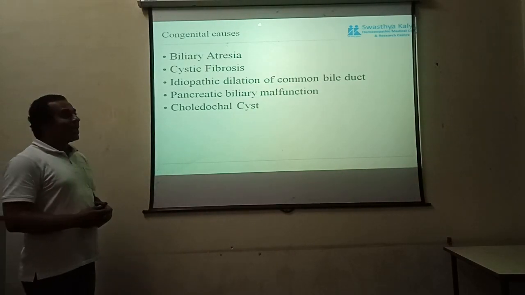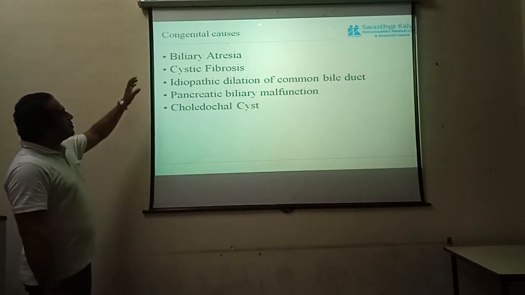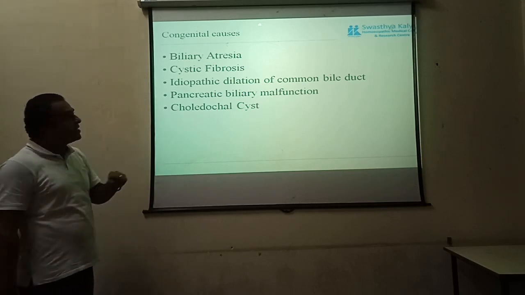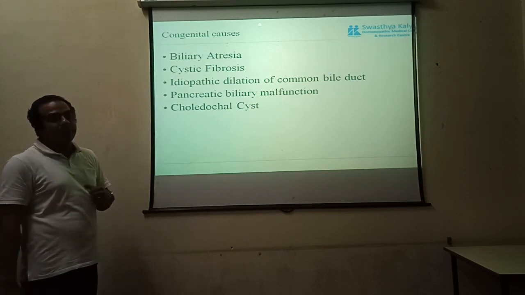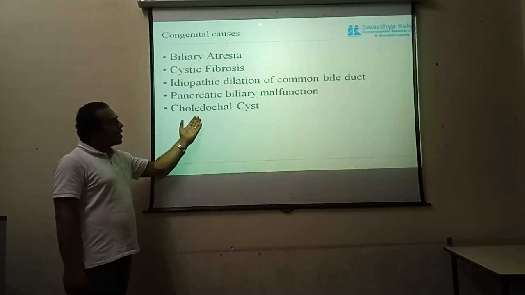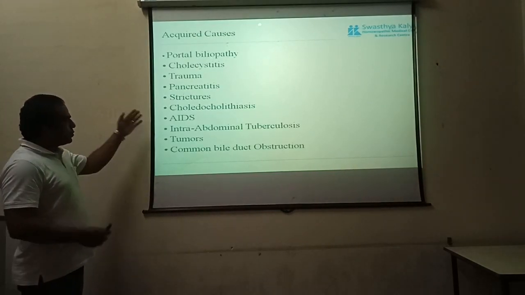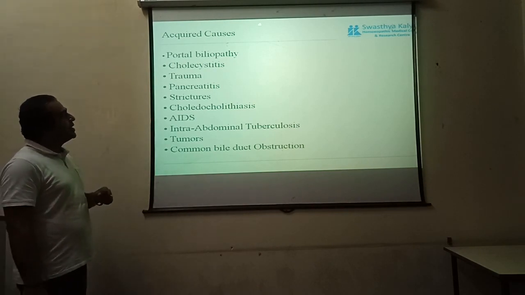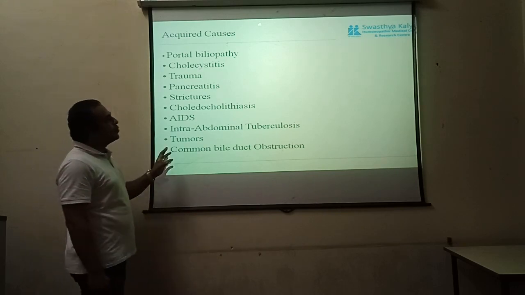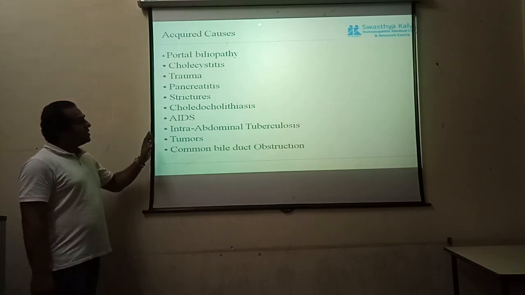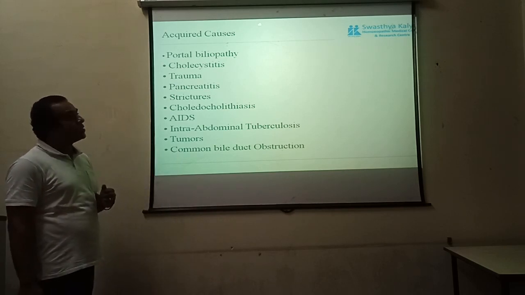The causes again would be classified into two parts, that is the congenital cause and the acquired cause. The congenital causes are biliary atresia, cystic fibrosis, idiopathic dilatation of common bile duct, pancreatic biliary malformation and choledochal cyst. Acquired causes can be of many types: portal biliopathy, cholecystitis, trauma, pancreatitis, strictures, cholelithiasis, AIDS, intra-abdominal tuberculosis, tumors, and common bile duct obstructions.